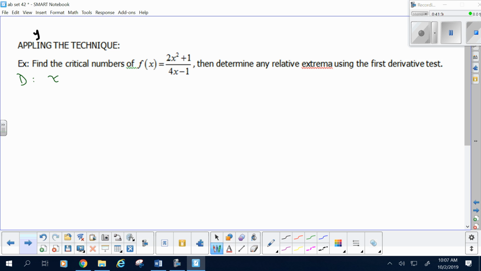The domain is x cannot be 1/4, okay? It's important that you do that domain first, because if that point doesn't exist in the function, it probably won't exist on the derivative, so you don't want to think that asymptote is actually something interesting. It's just an asymptote. All right, now let's find the derivative. The derivative will require the quotient rule. Try the derivative by the quotient rule. All right.